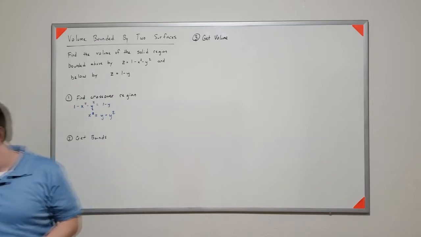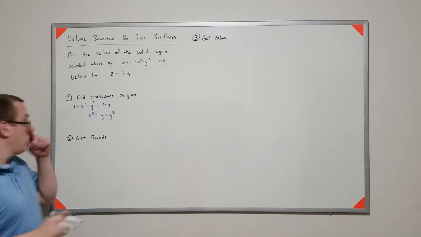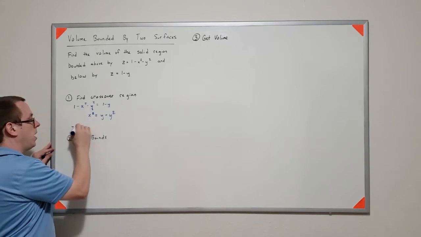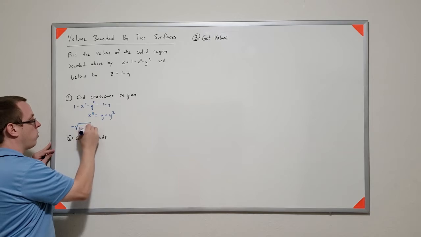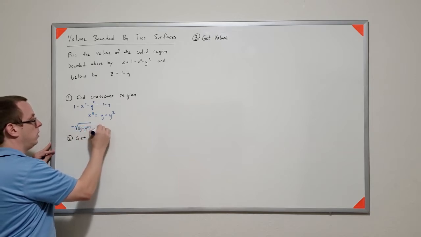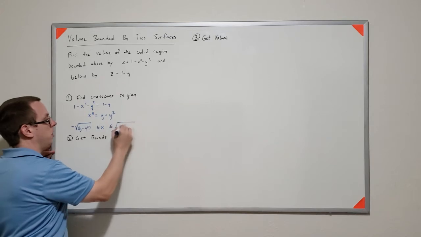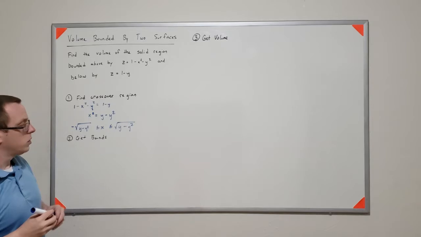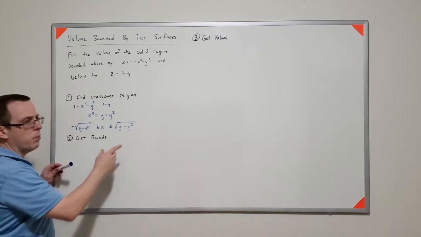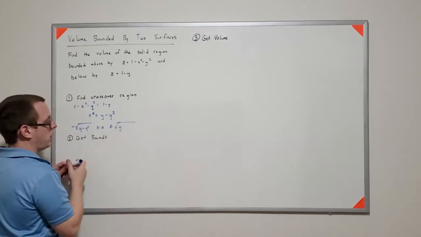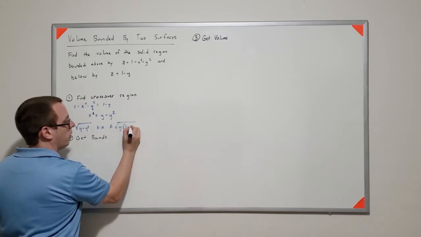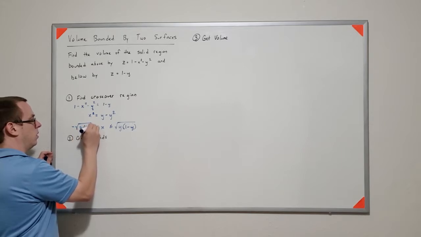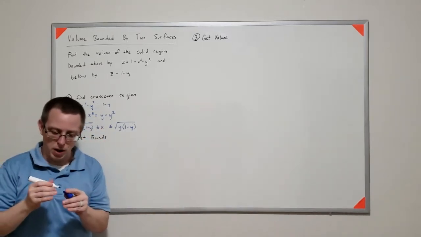So ultimately, my crossover region goes from the case where x is negative square root of y minus y squared to positive square root of y minus y squared. So that's the idea here. Probably a better way to write this would be, if you factor out the y, you get y times 1 minus y. Because that's going to tell us a lot about what's going on here.